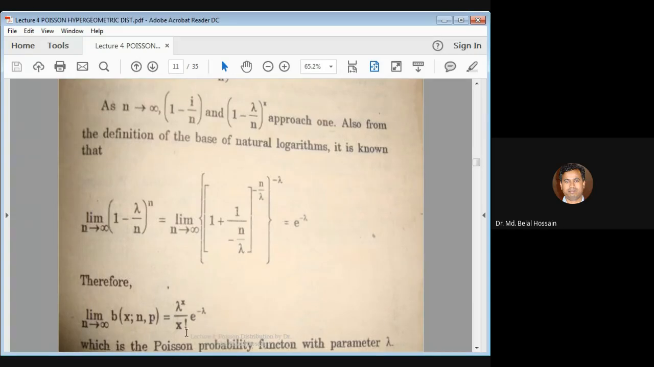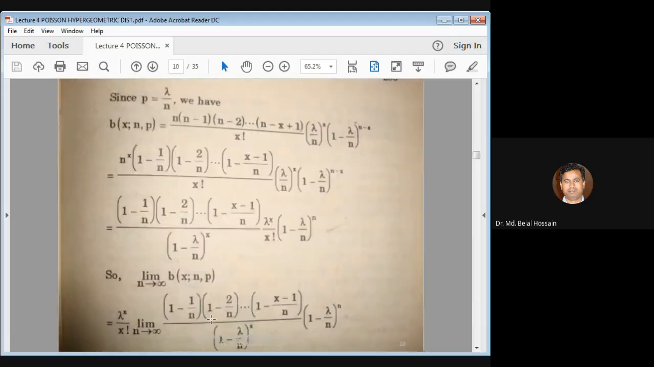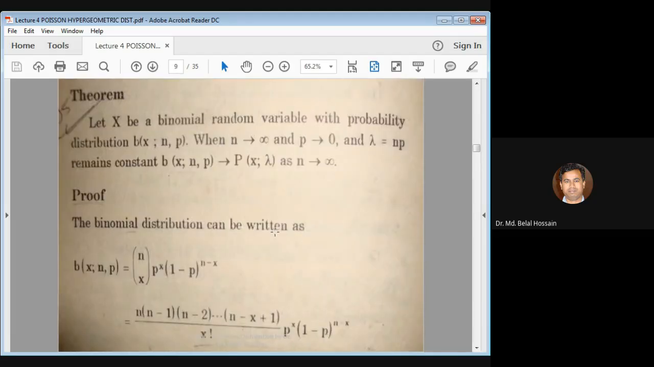Okay, so this is a Poisson probability function with parameter lambda. It was our goal to prove that the binomial distribution tends to the Poisson distribution with parameter lambda when n tends to infinity. So this is one theorem.